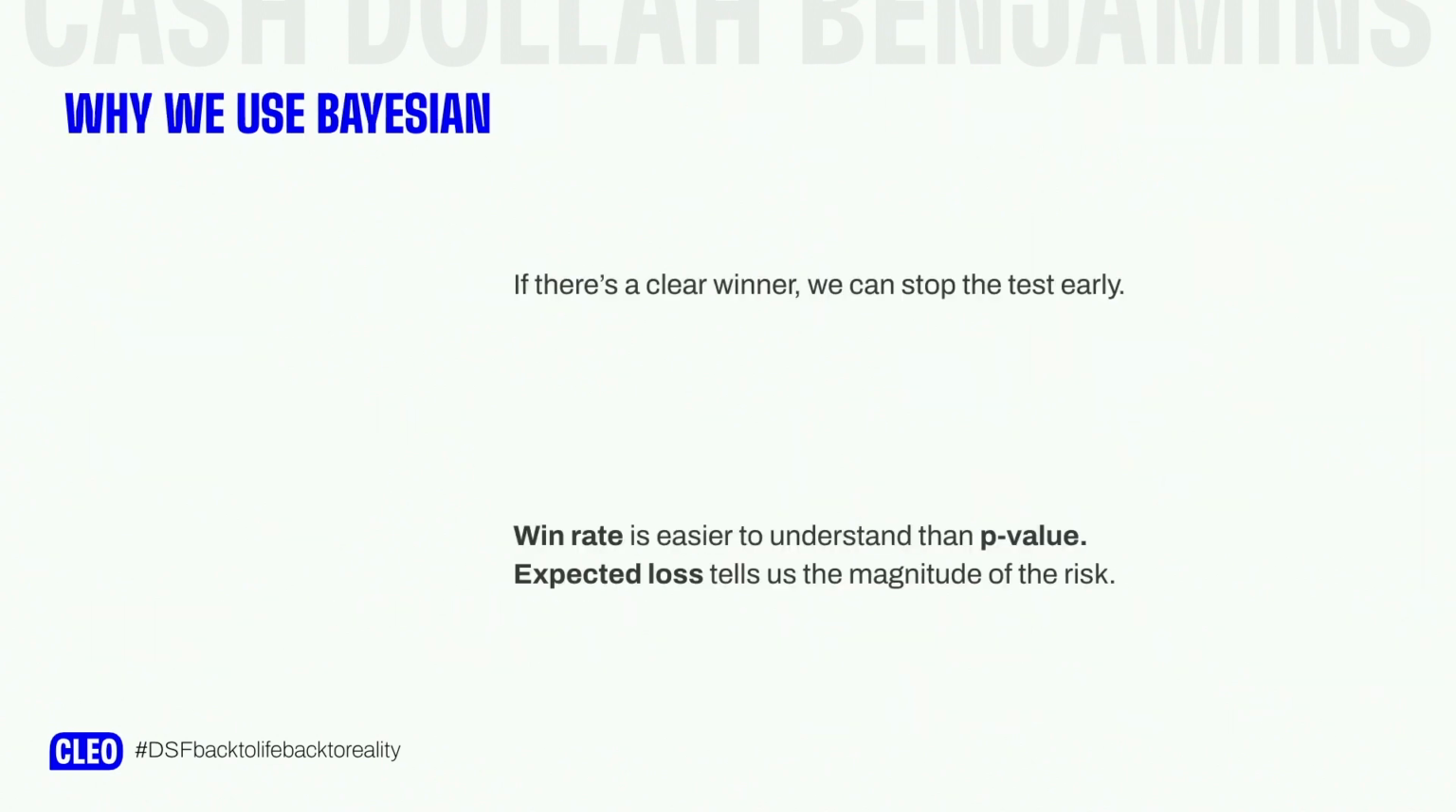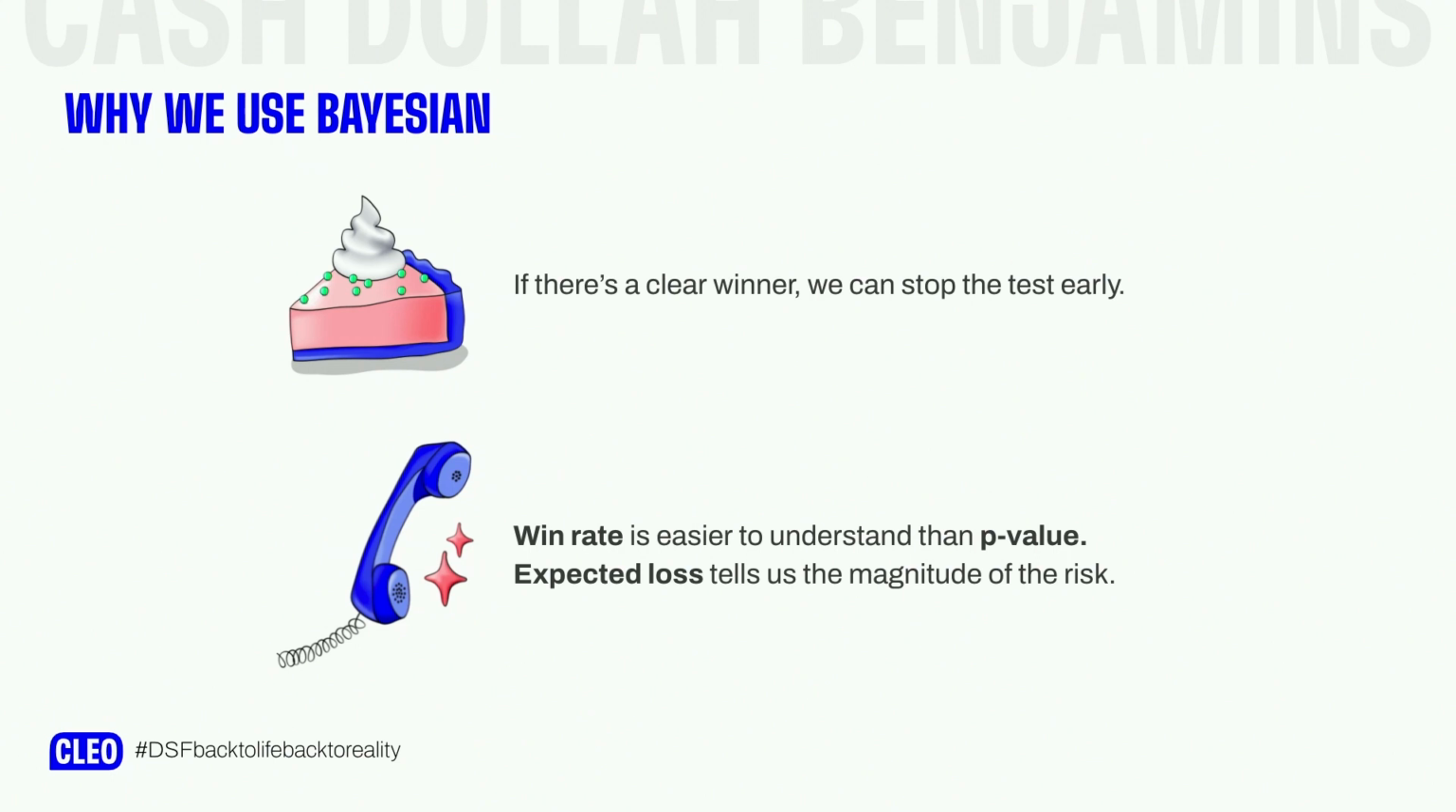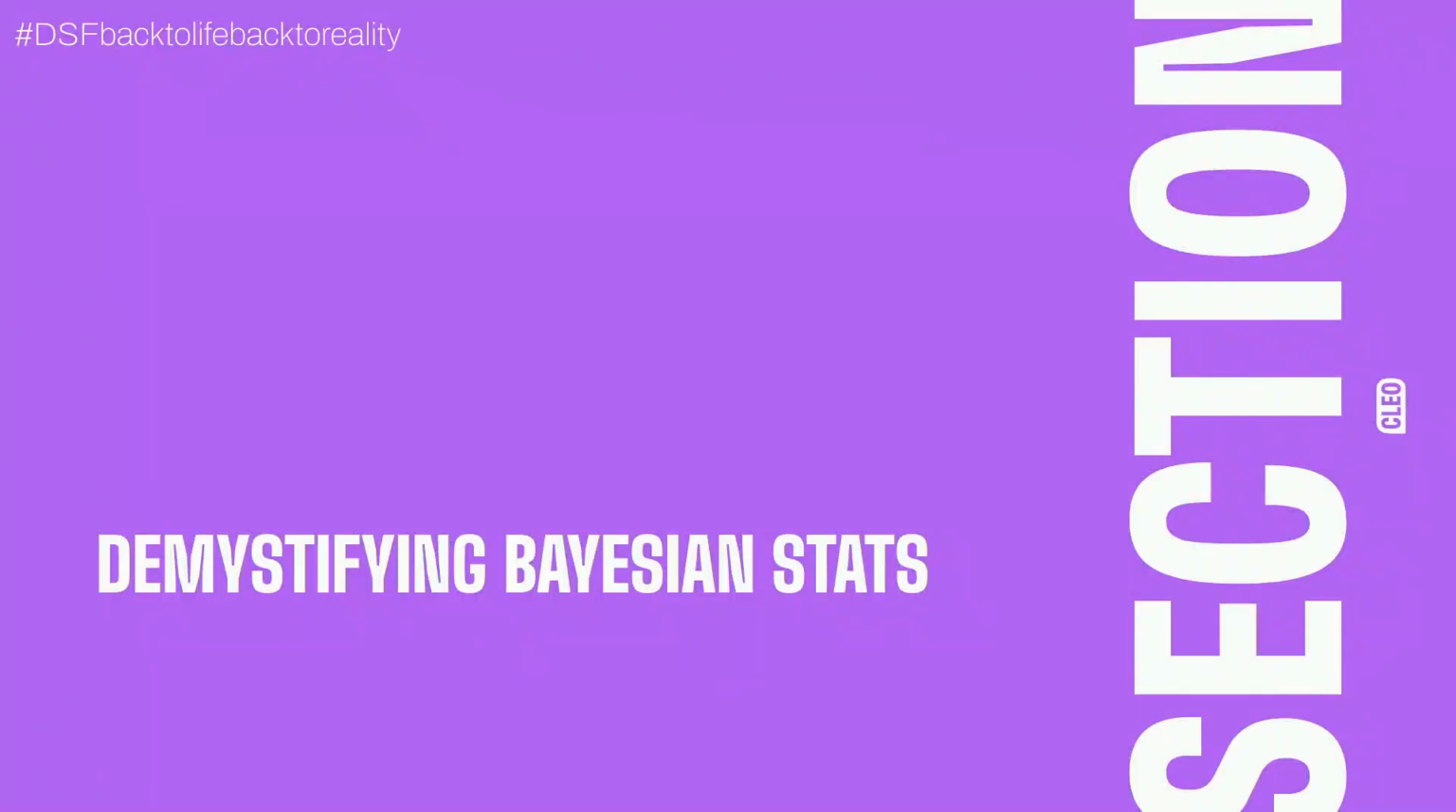And the other thing about Bayesian stats is if there's a clear winner, like say the effect size seems to be much bigger than we expected, we could stop the test early and promote it to all of the non-holdout users. And the expected loss decision rule that I'm going to explain in a bit, it tells us the magnitude of the risk that we're taking when we stop the test and promote the winning variant.